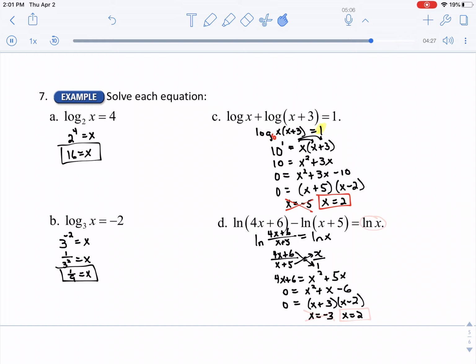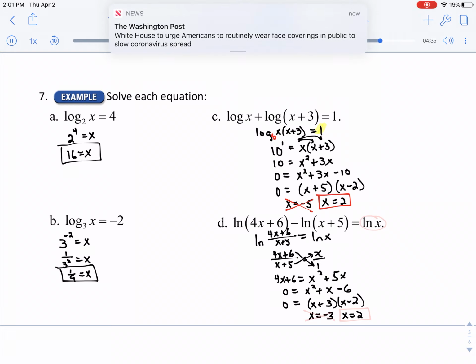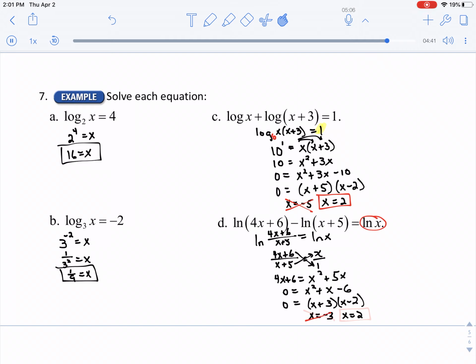Now we want to check those because there might be some extraneous solutions. So if we put the negative 3 in, over here we would just have ln of a negative 3. You cannot take a log of any negative number, so that's not a viable solution. If we put the 2 in, we'd have ln of 2, ln of 7, and ln of 14, so x equals 2 works, and that's the solution.